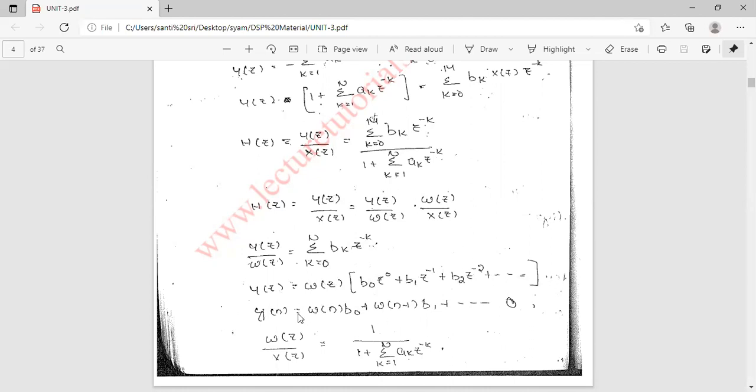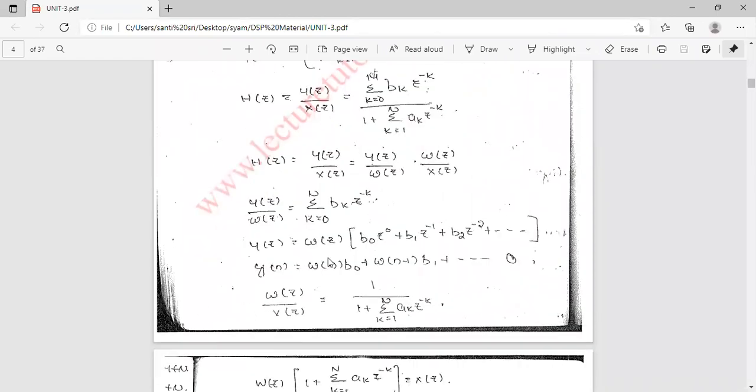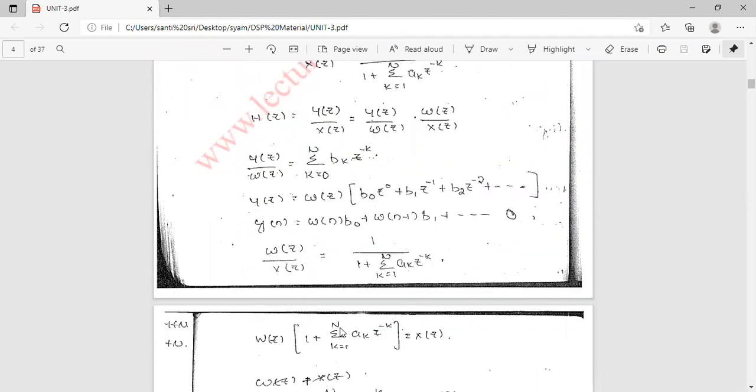Then y of n is nothing but the inverse z transform of this one. So from this also we can write y of n as w of n into b naught plus w of n minus 1 into b1 plus w of n minus 2 into b2 and so on, like this. We can write y of n. So w of z by x of z is equal to 1 by 1 plus sigma k equal to 1 to n a k into z power minus k.